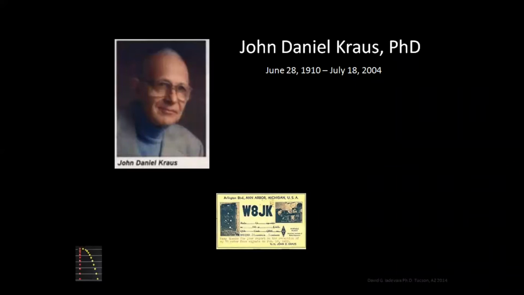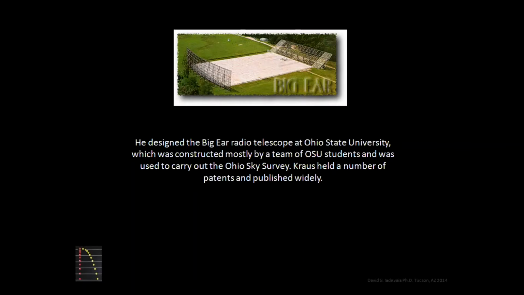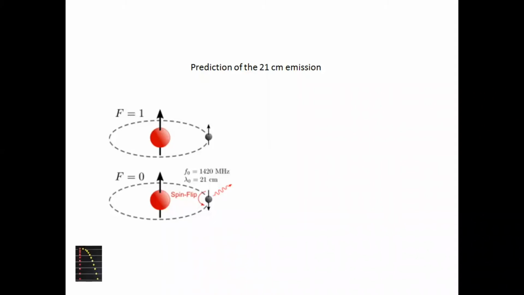Daniel Krauss, PhD, was also a ham radio operator, and he was into radio astronomy, and he built the Big Ear. Now, this was famous for the Wow signal that you may have heard about, where the first detection of something unusual out there never happened again. This telescope no longer exists, but it was built by a team of students, as usually happens, and was called the Big Ear. So what is this 21 centimeter emission, and how does it happen?